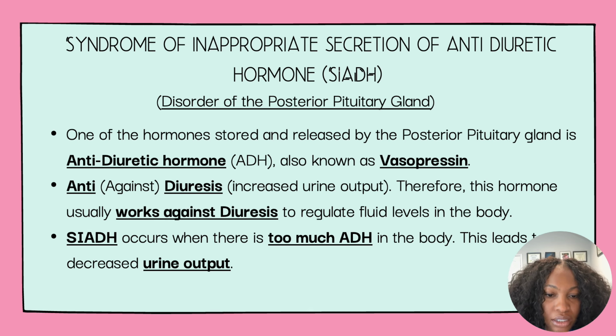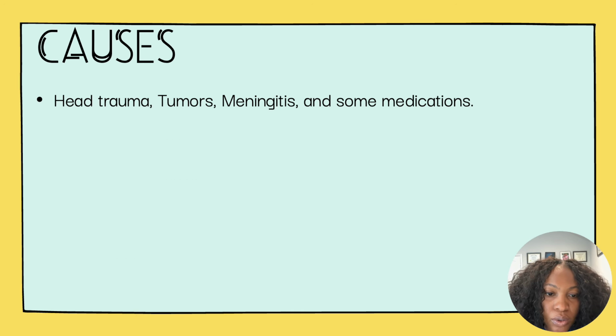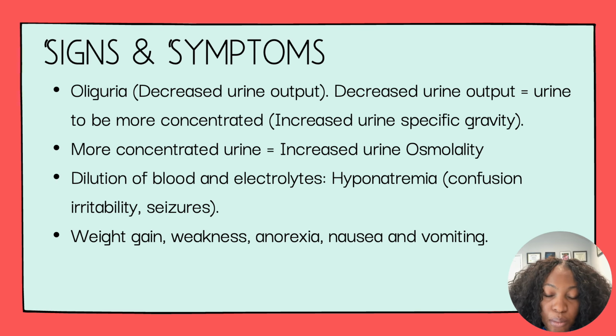Anti means against, and diuresis means increased urine output. Therefore, this hormone, antidiuretic hormone, usually works against diuresis, and it does this to help regulate fluid levels in the body. Now, SIADH occurs when there is too much ADH in the body. This leads to decreased urine output. Some of the causes include head traumas, tumors, meningitis, and even some medications can cause or contribute to this condition.